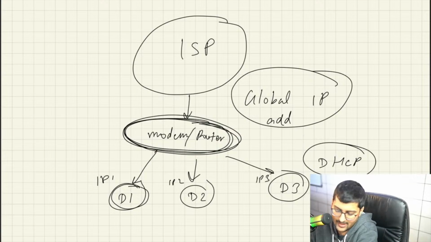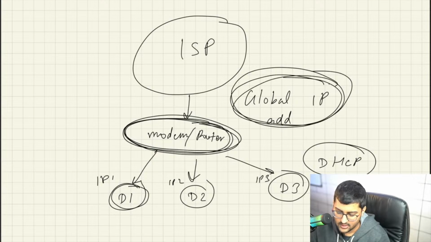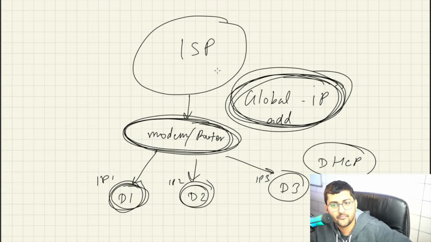Okay, so this is a global IP address. If you make a request to google.com, Google will actually see this global IP address. So if device 1 makes a request or device 2 makes a request, for Google it will only be like, okay, this one single device is making a request.